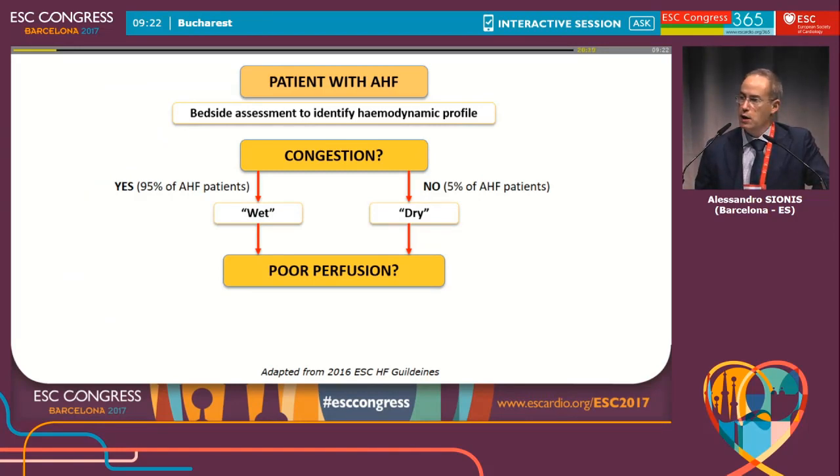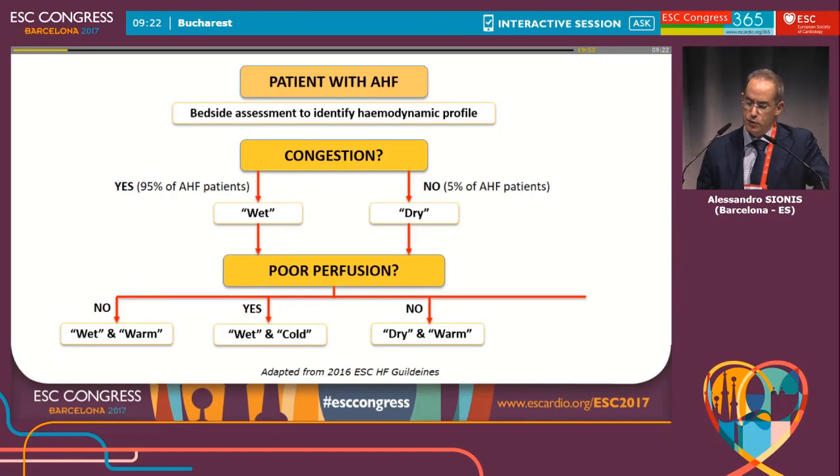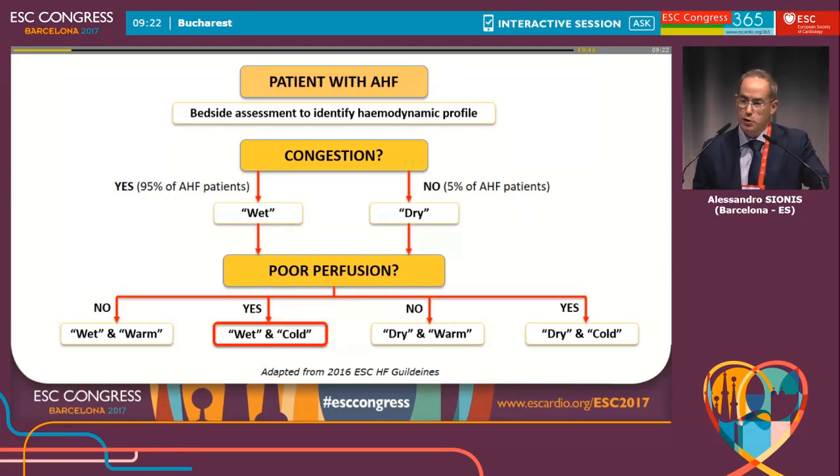So once we answer these 2 questions, we'll be able to assign our patients to 1 of 4 categories. We can have our patient that has congestion but doesn't have poor perfusion, and we'll call him wet and warm. Then we'll have our patient that has both. We'll call him wet and cold. Then we have a patient that doesn't have congestion, and doesn't have signs of poor perfusion. And then we'll have a patient that doesn't have congestion, but does have signs of poor perfusion. And our patient in cardiogenic shock will be right here. It will be the wet and cold patient.